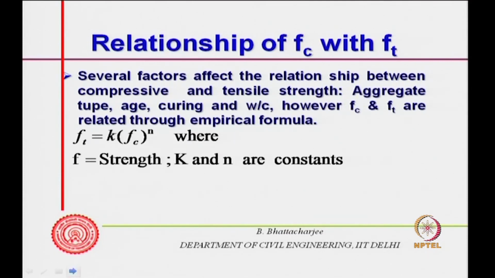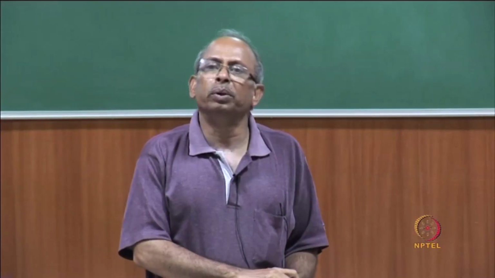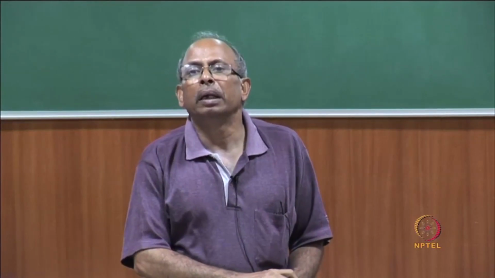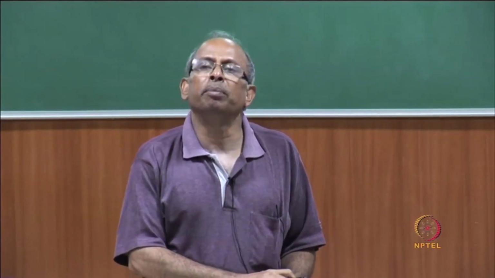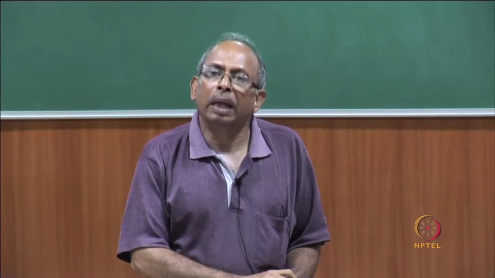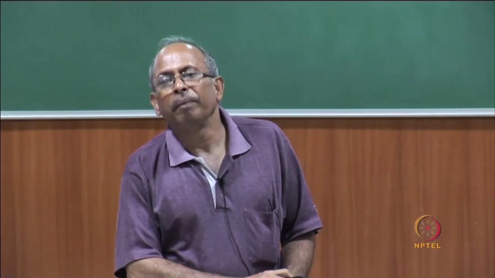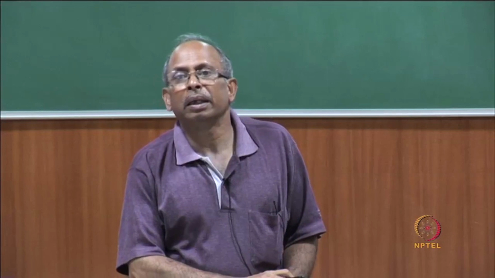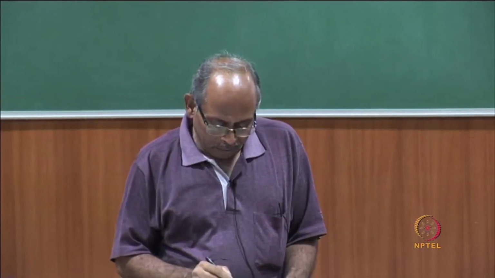For example, F t equals K F c to the power n, where F is strength, K and n are constants. So, n would depend upon what type of strength you are relating, and K would also depend upon what type of strength you are relating. For example, for flexural strength, K can be different, n can be different. For split cylinder test, K can be different, n can be different.